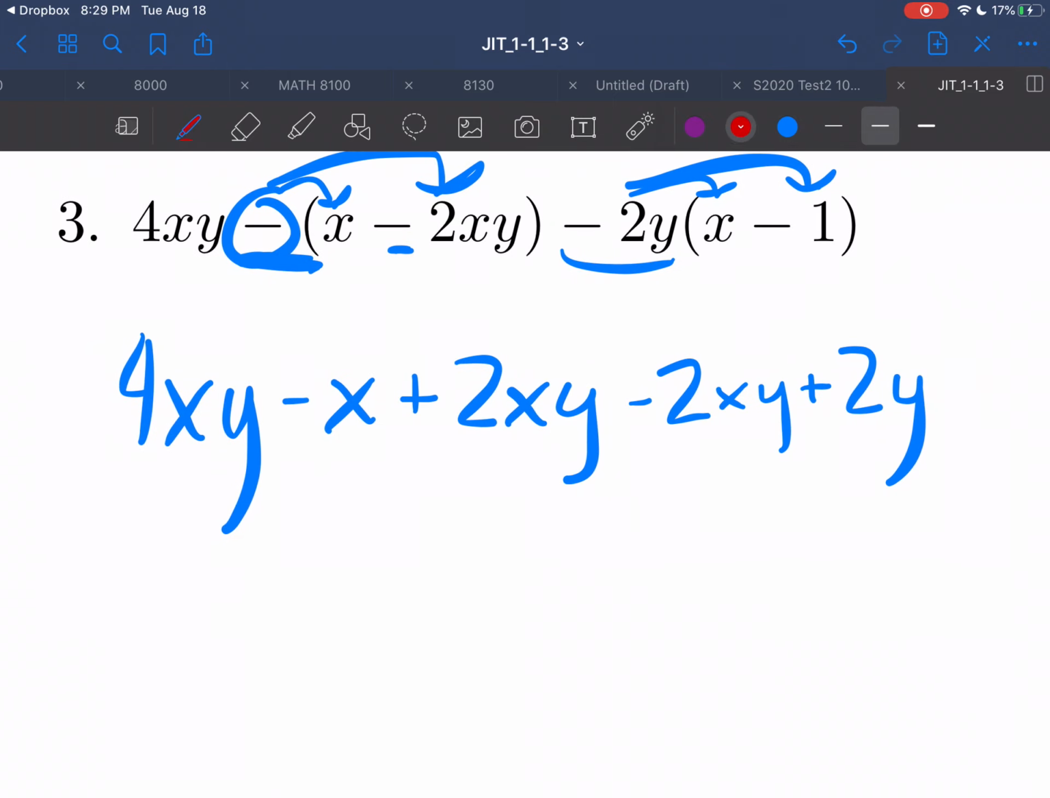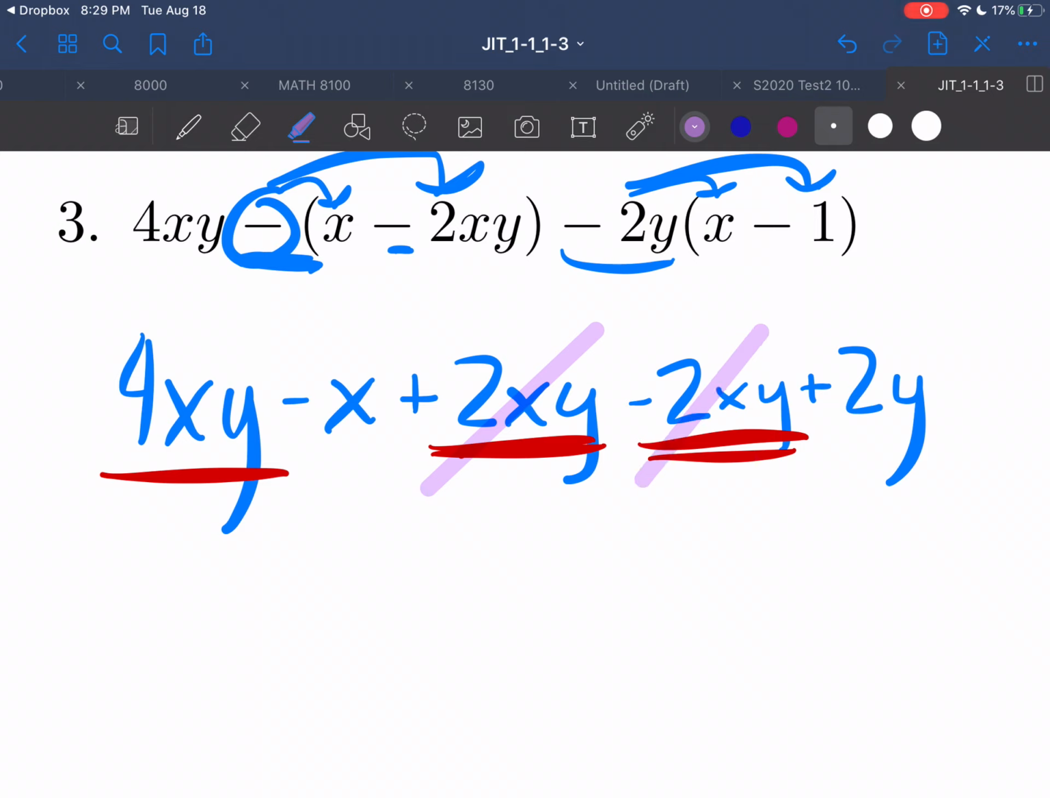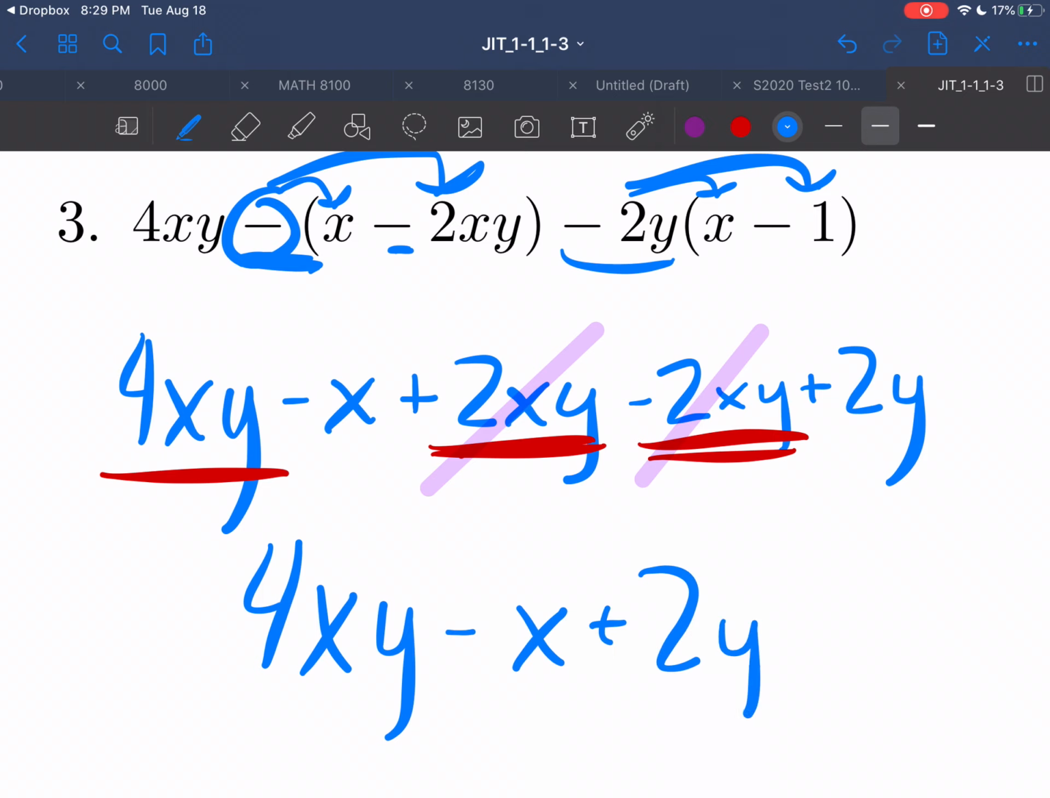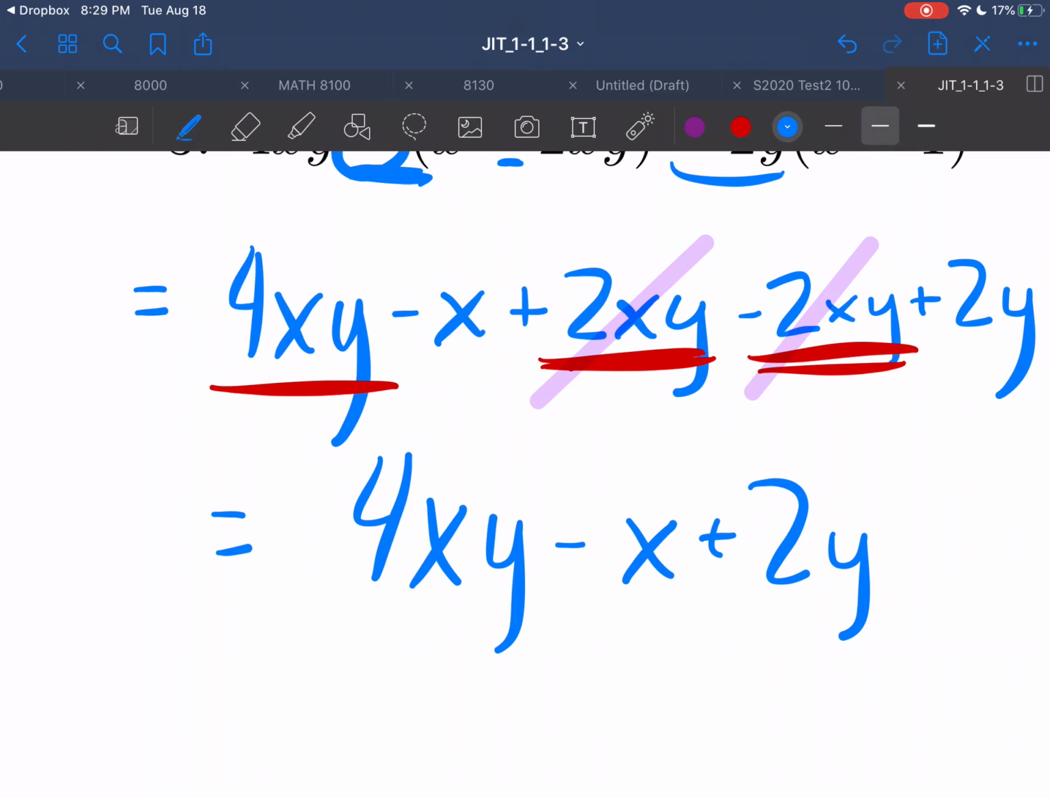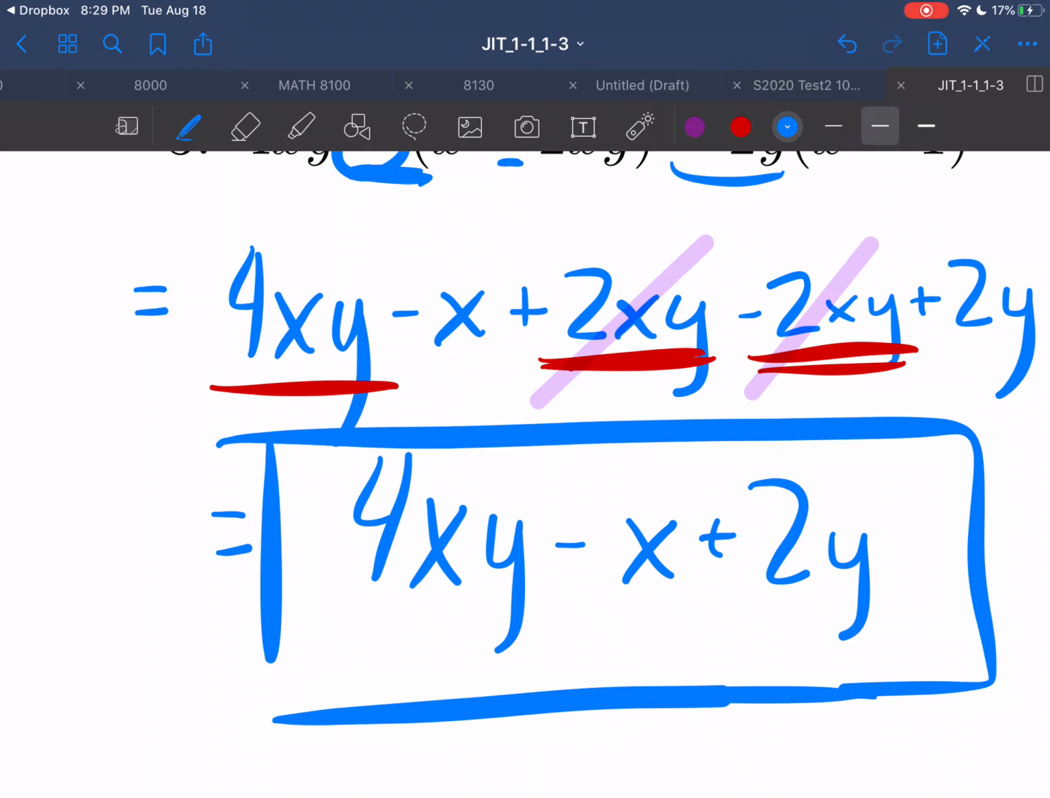Now, if we're looking here, we've got a 4xy, a positive 2xy, and a negative 2xy. So if you've got variables that repeat, then you can combine those. In this case, the positive 2xy and the negative 2xy will cancel. Sometimes that won't be the case, and we'll just add them all together. In this case, they canceled. So we are left with a 4xy minus x plus 2y. And that is our simplest form.